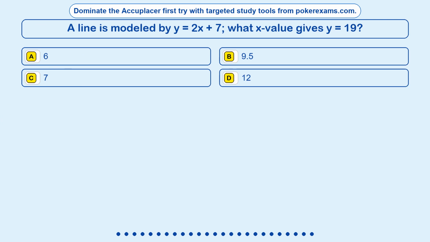Question 7. A line is modeled by y equals 2x plus 7. What x value gives y equals 19? Option A, 6. Option B, 9.5. Option C, 7. Option D, 12.